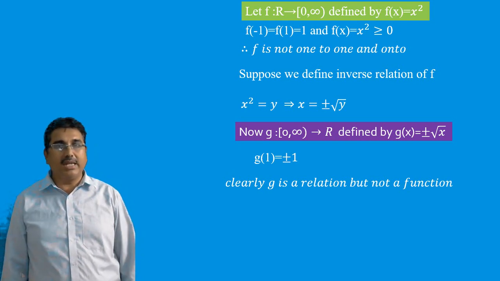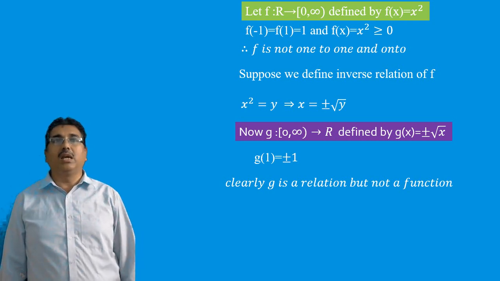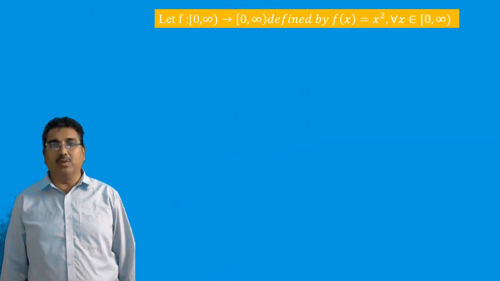Now, see another example. In this case, the domain is restricted from R to the closed interval 0 to infinity. f mapping from the closed interval 0 to infinity to the closed interval 0 to infinity defined by f of x equal to x square. Clearly, f is both 1-1 and onto.